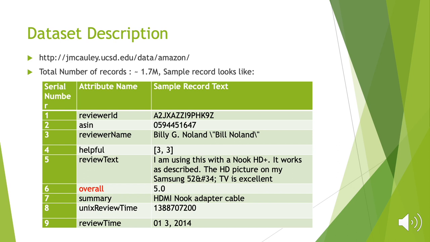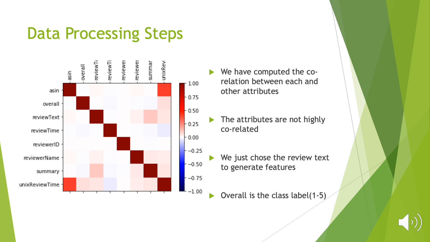So let's take a look into the data processing steps. In the data processing step, we computed a correlation matrix between each attribute and each other attribute. We noticed from this correlation matrix that all the attributes are very lightly correlated. Some are positively correlated, some are negatively correlated, and some are not correlated at all.